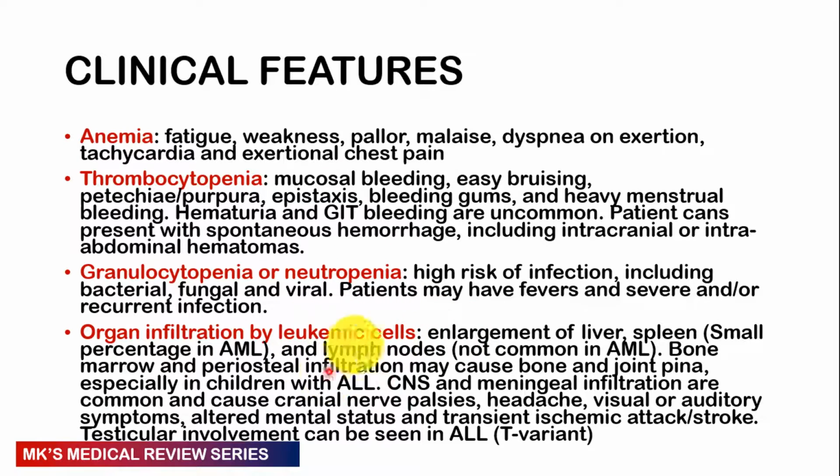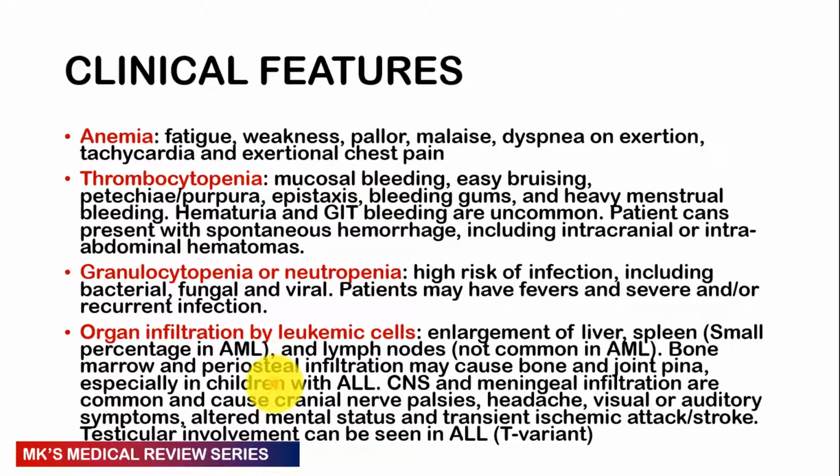Remember, it can be seen as enlargement of the liver and spleen. With the spleen, a small proportion is seen with acute myeloid leukemia, but this is much more common with acute lymphoblastic leukemia. The lymph nodes are not so commonly involved in the acute myeloid leukemias. You may sometimes have bone marrow and periosteal infiltration that causes bone and joint pains. And this is very common in children who have acute lymphoblastic leukemia.